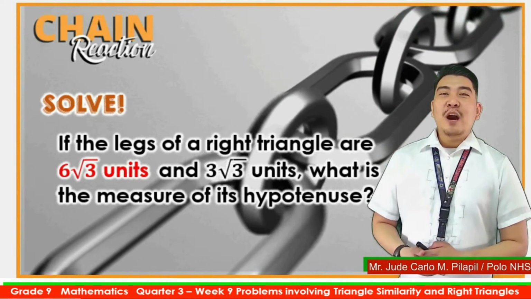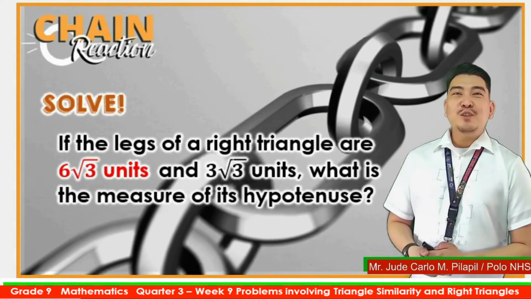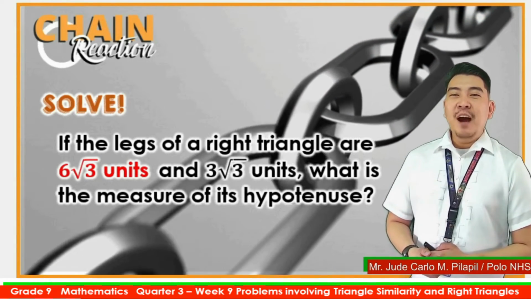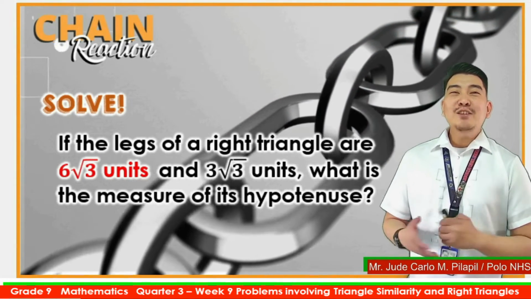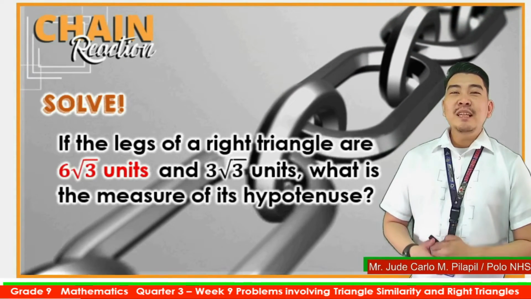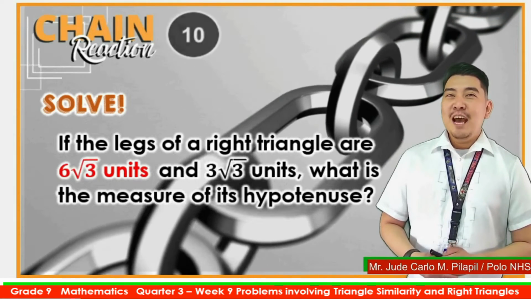If the legs of a right triangle are 6 square root of 3 units and 3 square root of 3 units, what is the measure of its hypotenuse? I guess you know and have mastered the Pythagorean theorem. Just substitute the lengths and do the magic. 10 seconds begins now.